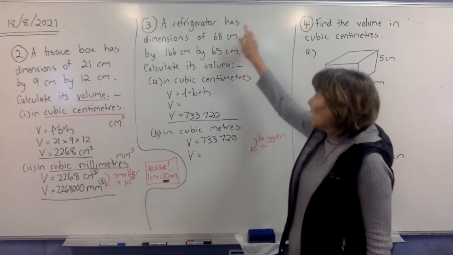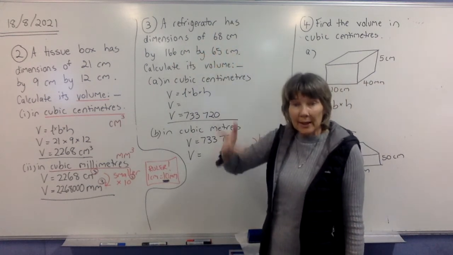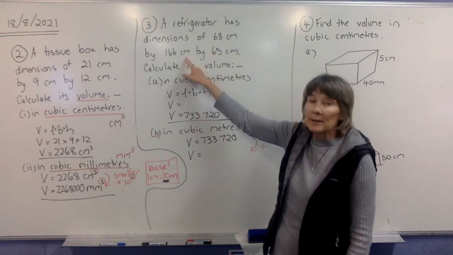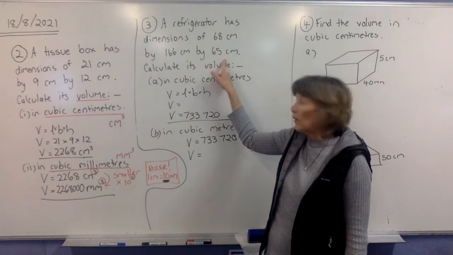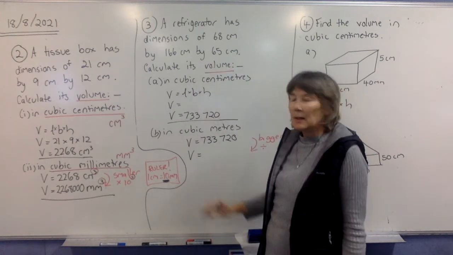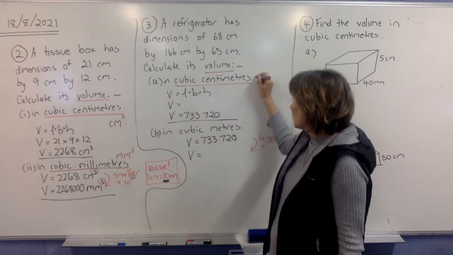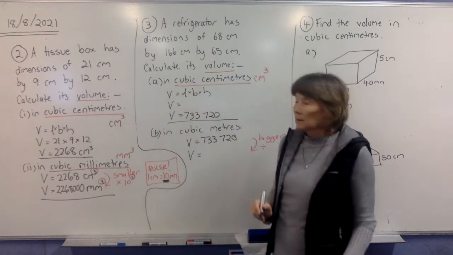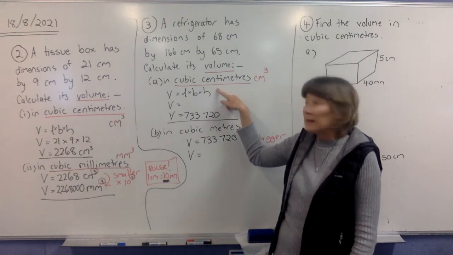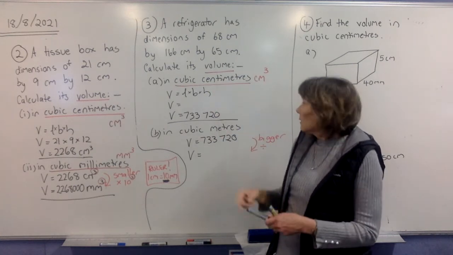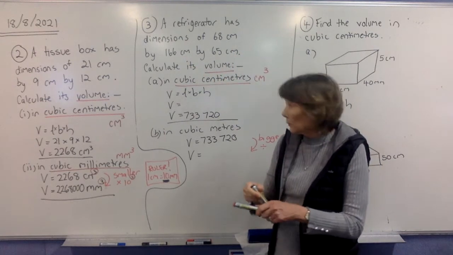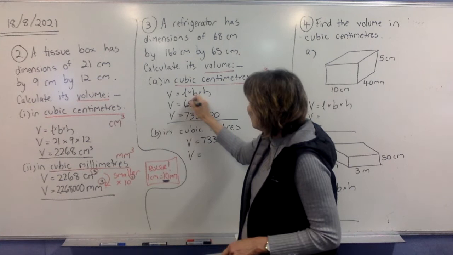So the fridge has dimensions. Now we know that's the length, the breadth and the height of 68 centimetres by 166 centimetres by 65 centimetres. We are calculating its volume in cubic centimetres, which look like this. So we start with our formula, V equals L times B times H. Check that we've got our things in centimetres. Yes, we do, so we can put those numbers straight in.